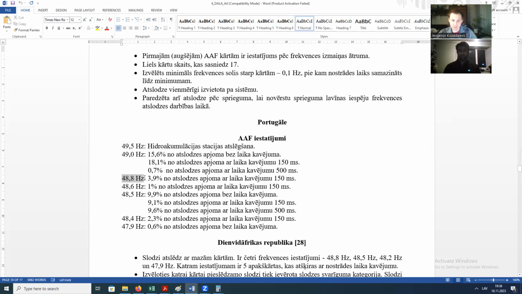Second set point is 48.8, and only 3.9% are disconnected. In this case, I think, first of all, they start to disconnect big groups of consumers to bring the system into balance. And after that, they play with a small amount of consumption power to make this balance more precise, more accurate. Yes, I think this is the idea.